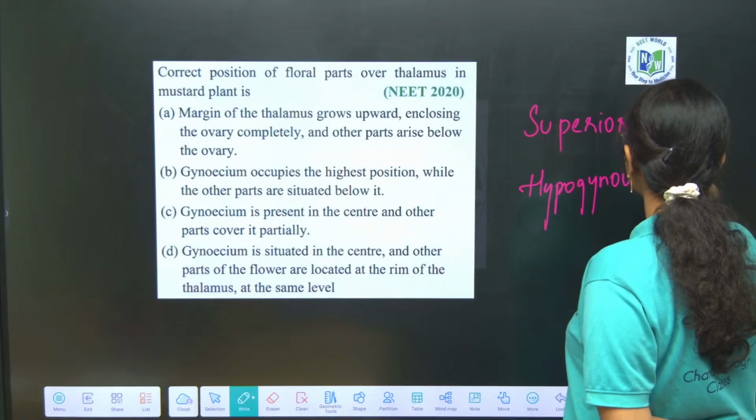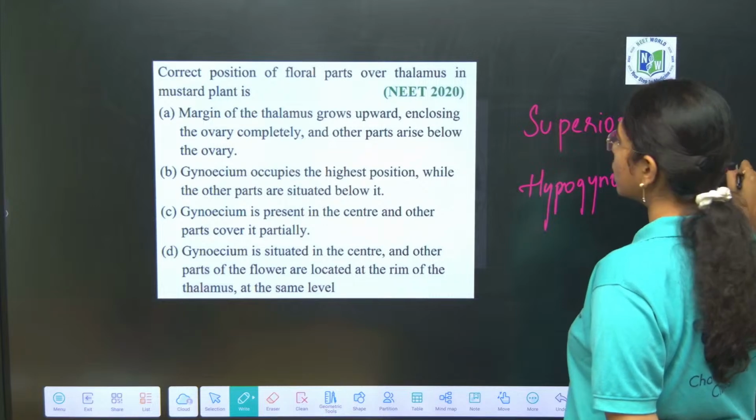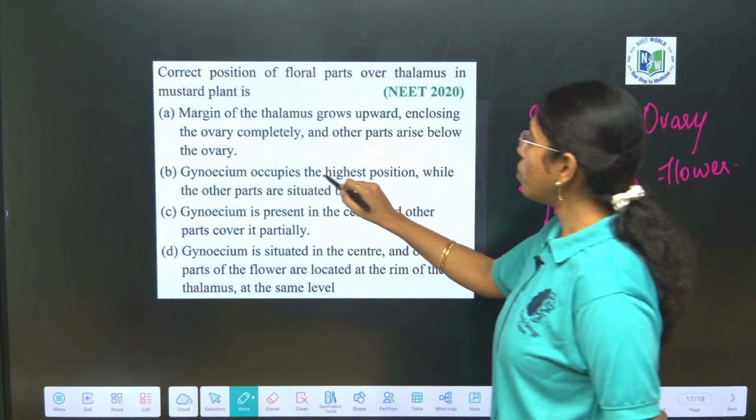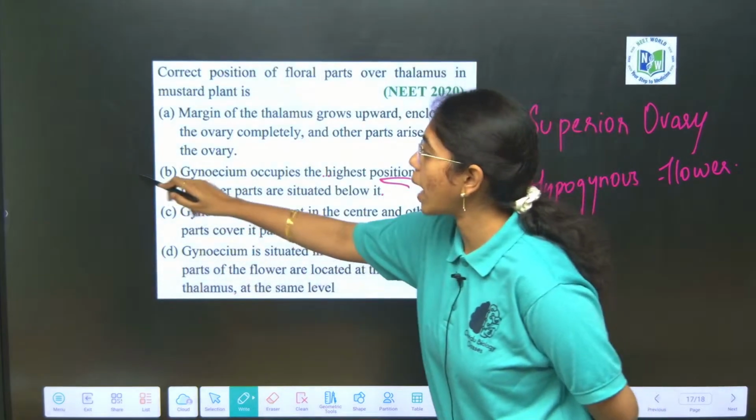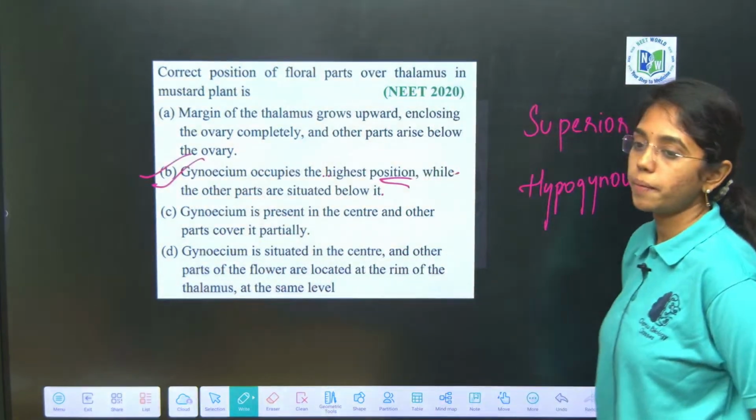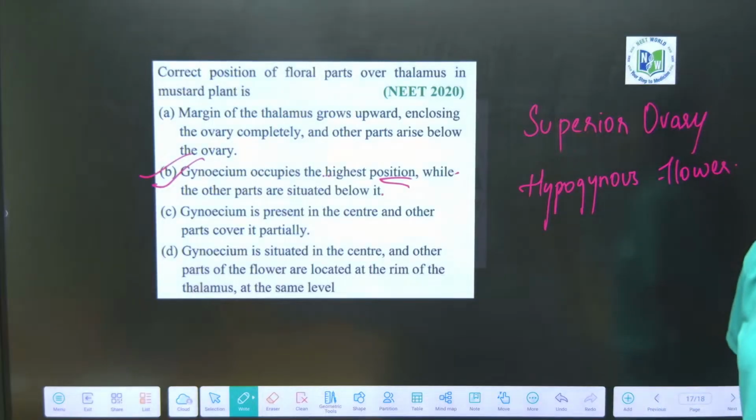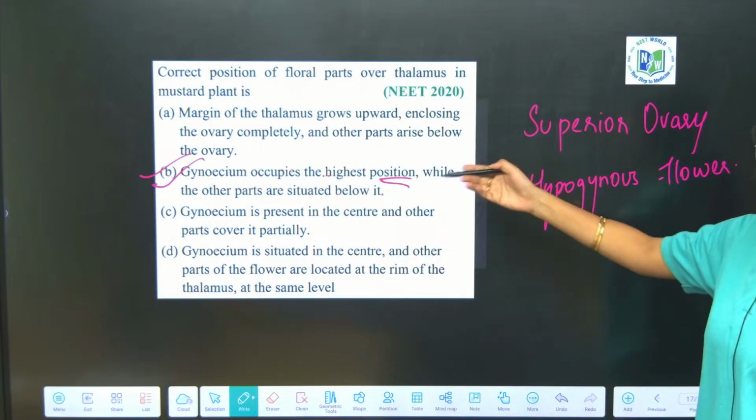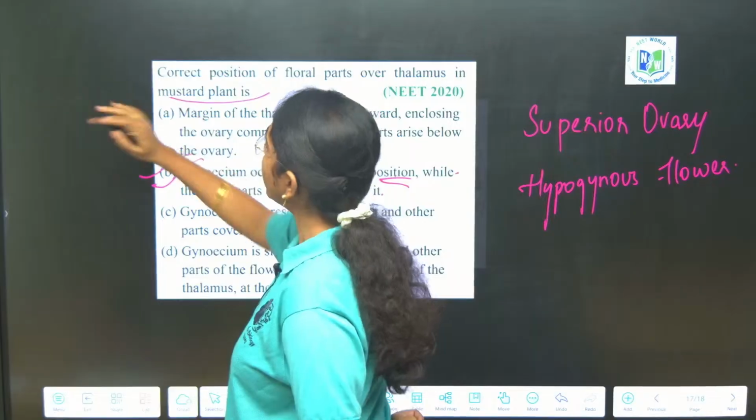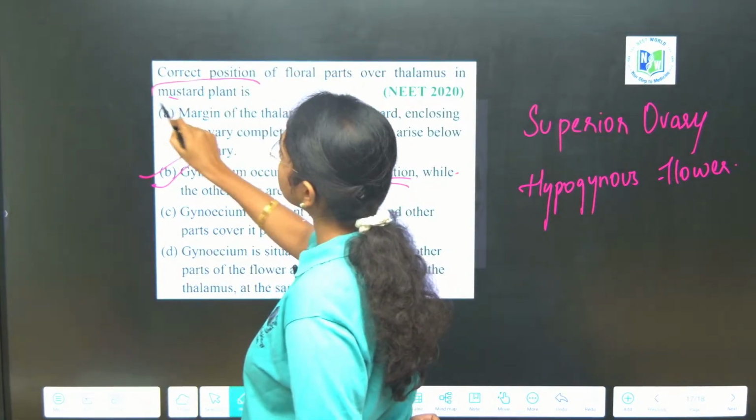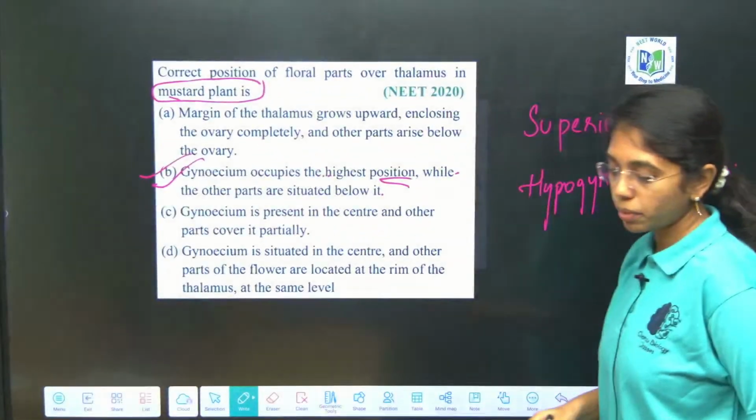A. Right? Look into it and answer properly. Gynoecium occupies the highest position while other floral parts are situated below it. So, the answer will be option B, not A. Understood? Simple question only. I don't know where you got confused. Questions will be asked like this. I told superior ovary. Sit properly.